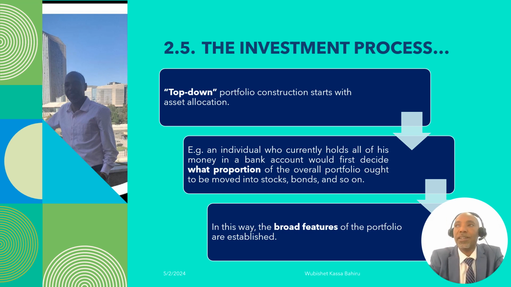In making these two kinds of decisions, investors use either a top-down approach or a bottom-up approach. In the case of the top-down portfolio construction approach, an individual, for example, currently holds all of his capital, money, in the bank, and he needs to decide what proportion of that capital goes to the stock, the bond, or any other asset. So it is the way of the broad features, or the bigger picture, of portfolio construction or establishment.